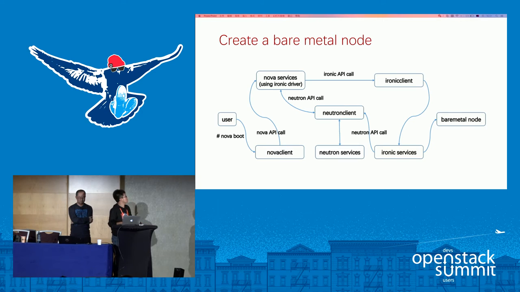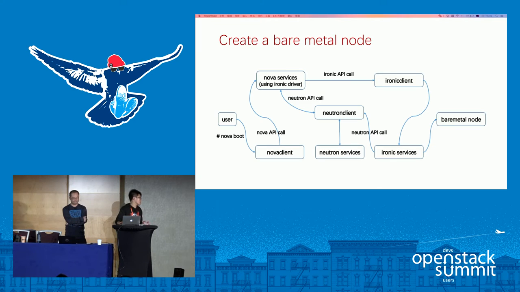This is a graph of when we create a bare metal node. If we have a compute node using the ironic driver, when a user types nova boot, it will start a bare metal node. It first, of course, calls Nova client, and the Nova client calls Nova API. The Nova service, the compute service, has to communicate with Neutron services for some network information, and also ironic services to create the real bare metal node. So Nova's compute service will call Neutron client and ironic client, and finally a bare metal node is created.